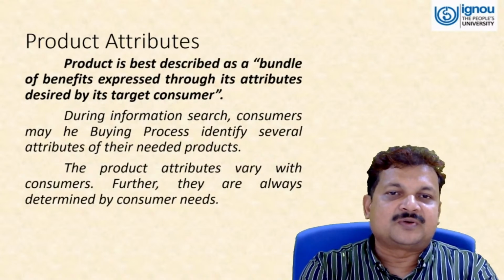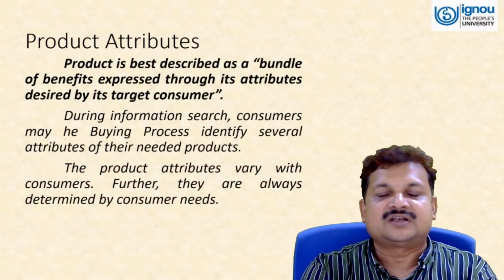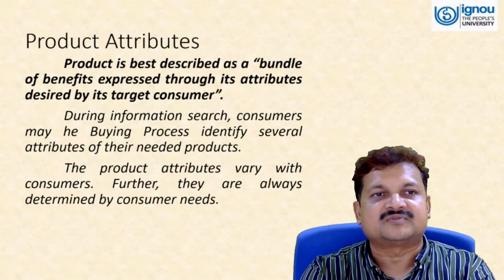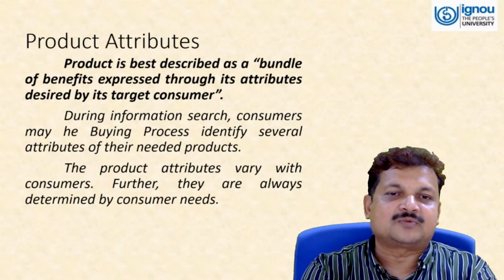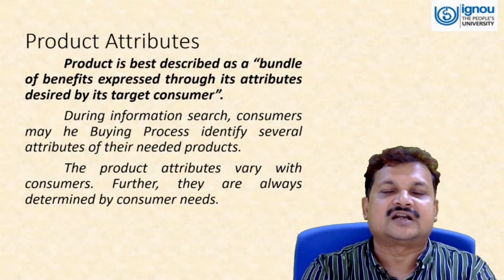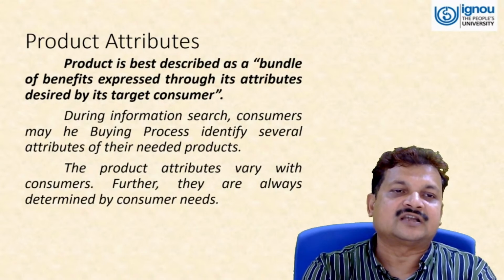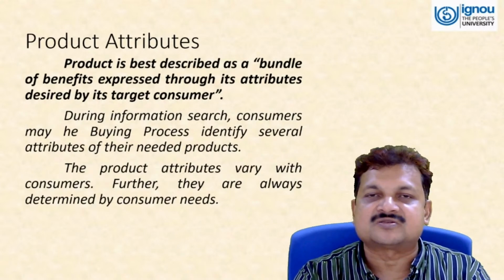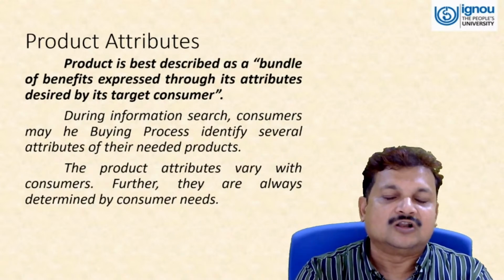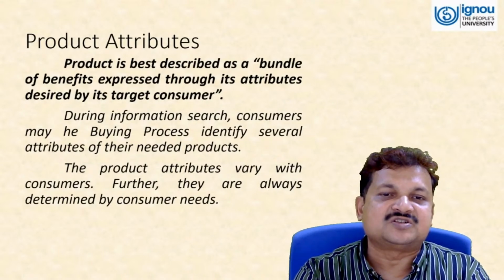So during the information search, consumers in the buying process identify several attributes of their needed products. When searching for information regarding the different brands of a product, most consumers are going to consider the attributes which they really require. If the attributes are not required, or they are unable to convert them into benefits, or it is not a benefit at all for a customer, then the customer does not consider that particular attribute, although it has been shown by the companies. The product attributes vary with consumers.